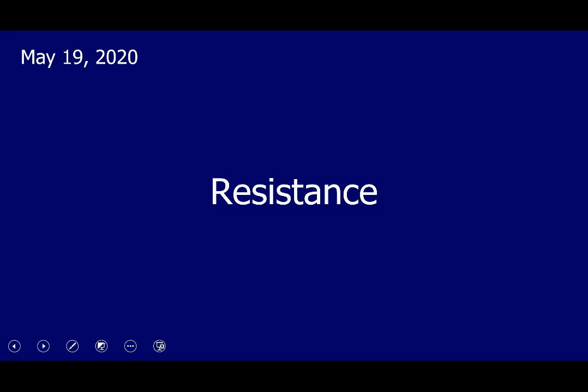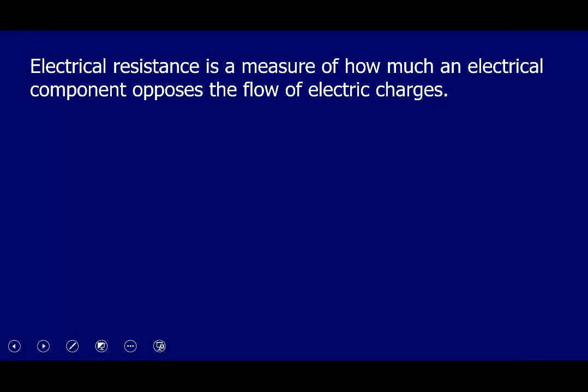All right, guys, here's a quick lesson on electrical resistance. This will be the last in these first three lessons. You had one on current, one on voltage, and now here's one on electrical resistance. Electrical resistance is a measure of how much an electrical component opposes the flow of electric charges.